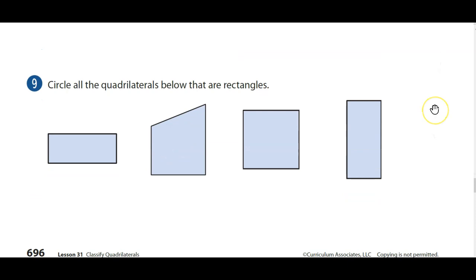Here. It says circle all the quadrilaterals below that are rectangles. If you circled all of them except this one, that's correct. Oh, and here's your trapezoid. Here's your trapezoid with two right angles. That's your trapezoid right there. So you would do this.